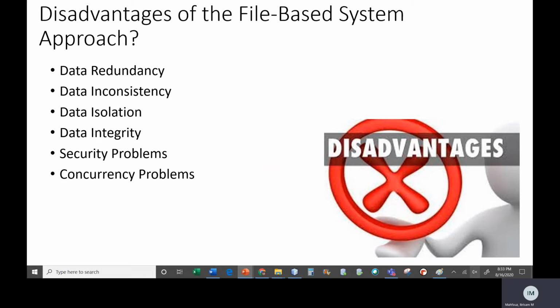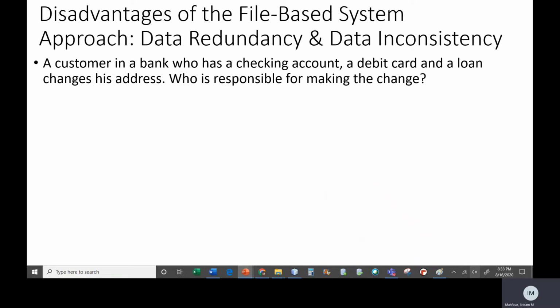So in the last video, we had stopped with the slide where we're talking about some disadvantages of the file-based system approach. So what I want us to do now is go into a little bit of details about each one of them. So imagine that you are a customer, you have a checking account in a bank. In addition to this checking account, you also have a debit card, you have a loan that you have on a car or on a house that you're purchasing. And all of a sudden you are going to move and you need to change your address.